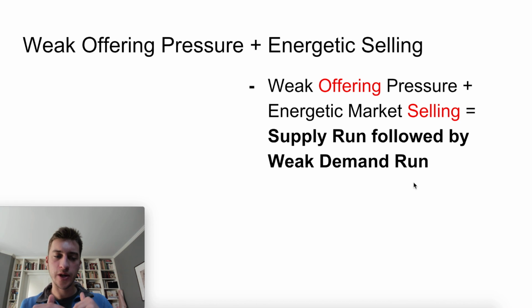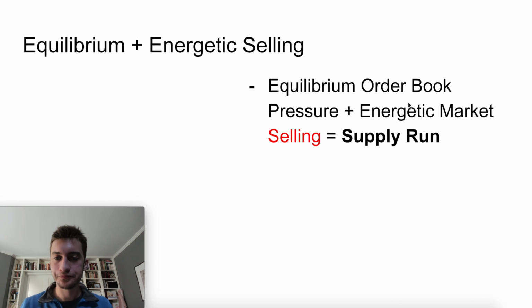But that weak offering pressure isn't going to be able to hold price when the market buying begins, and price will likely have a weak demand run back upward. Where you can limit sell if you want, you can sell on that weak demand run. You could even be crazy and try to buy on a supply run when you see that there's not a large amount of offering pressure. That would be an interesting kind of scalping maneuver you could make that could be high risk but high reward if you would like to.